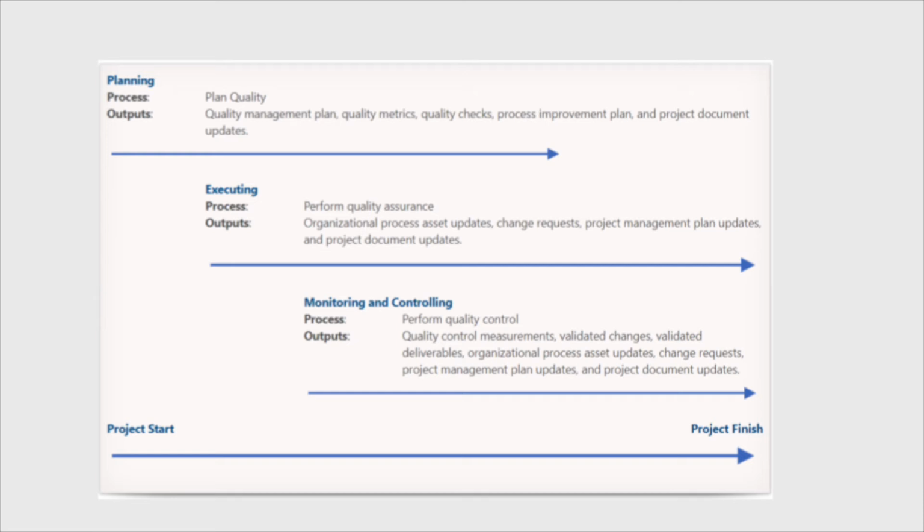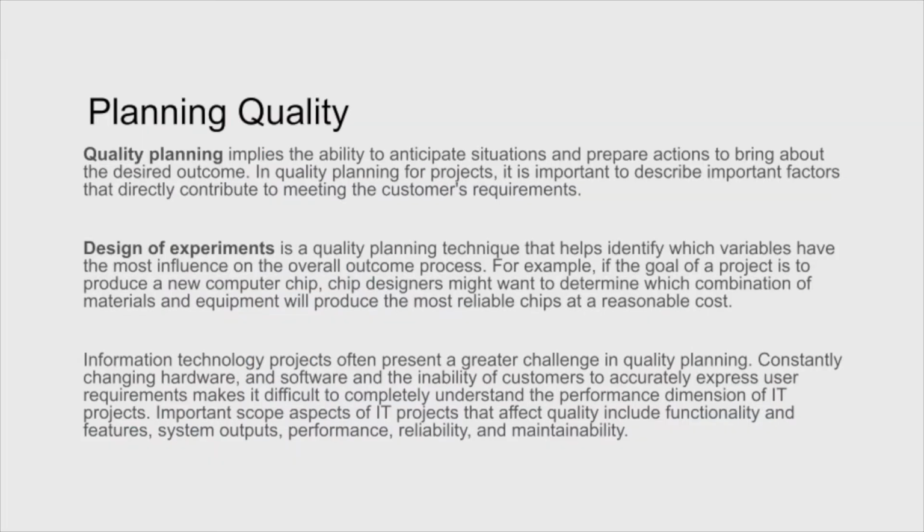Organizational process asset updates. Do we have the right people in the right place at the right time to do the job? Plan updates with regards to the project management and project documentation. So this kind of gives a good summary of how a project winds through a project. So let's look at these in a little bit more detail.